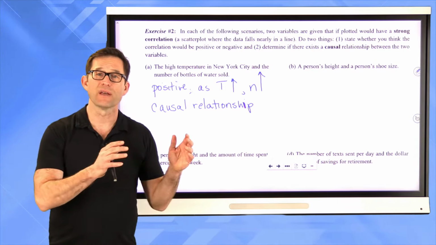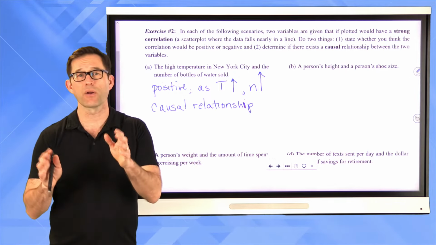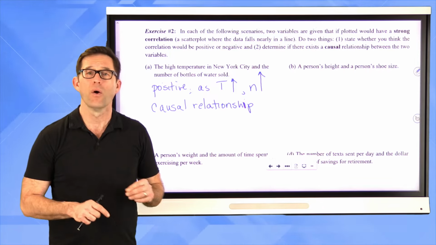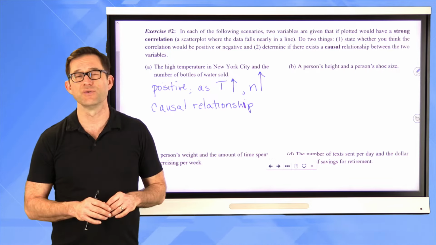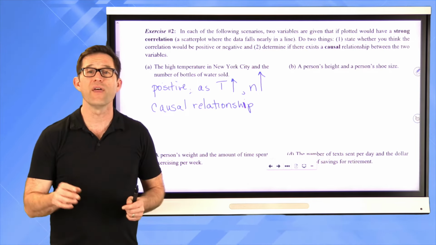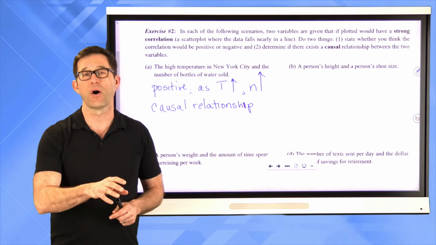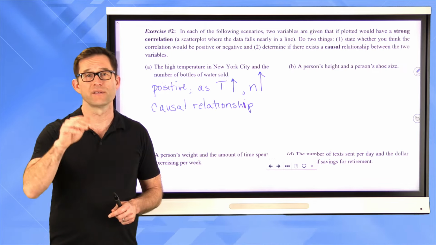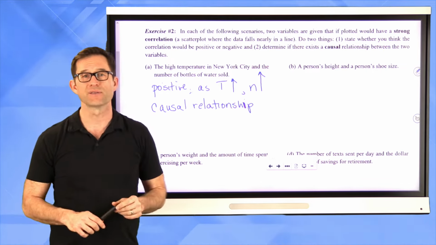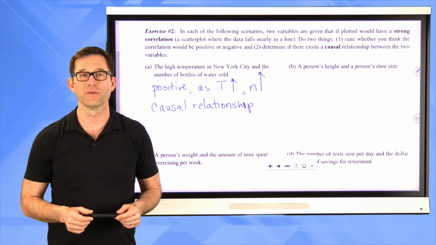As a person gets taller, does their shoe size get larger, in which case it's a positive correlation? Or as a person gets taller, does their shoe size generally get smaller, in which case it's a negative correlation? And then, is the height of a person causing whatever the shoe size is? So pause the video now and see if you can answer those two.